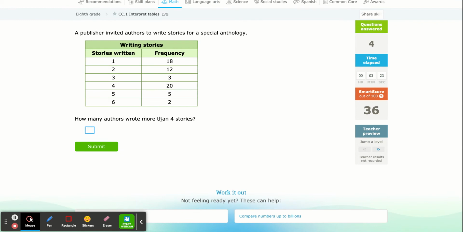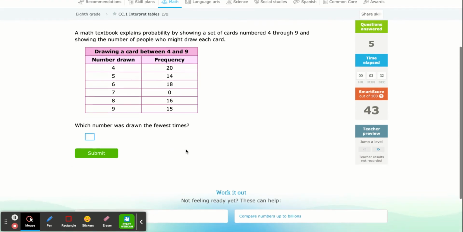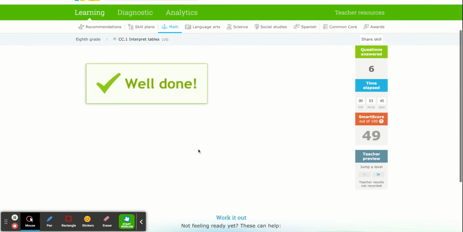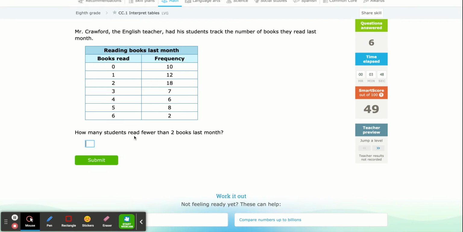How many authors wrote more than 4 stories? Stories written, more than 4. So 5 and 6, that's 5 and 2, that's 7. Which number was drawn the fewest times? Number drawn: 4, 5, 6, 7, 8, 9. Here's the number they were drawn. The number that was drawn the fewest number of times was 7 because it wasn't drawn at all. How many students read fewer than 2 books last month? Fewer than 2 would be 1 or 0. That's 10 and 12, so that would be 22.